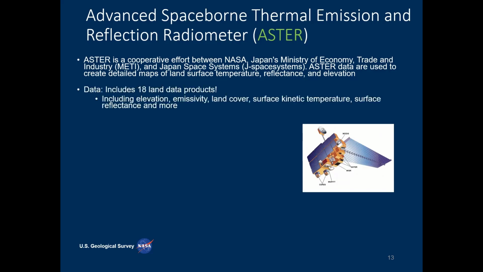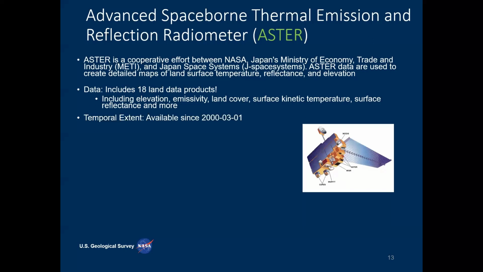We have 18 different land data products from ASTER, including that elevation product I mentioned, a precision terrain corrected product, as well as some temperature and emissivity products and more. Like MODIS, these data are available from 2000 to present, and they are available across the globe.